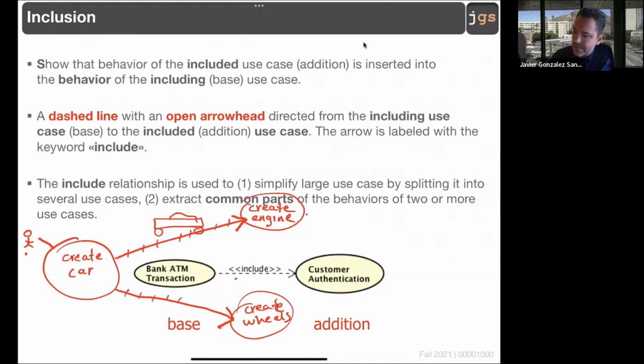I am adding these lines here. I should be deleting things. And you're going to put the stereotype include. This one, the big one, the car, is called the base. These ones, the small ones, are called the additions. And hopefully you get the idea. The big one, the base, is taking the others and adding them inside.